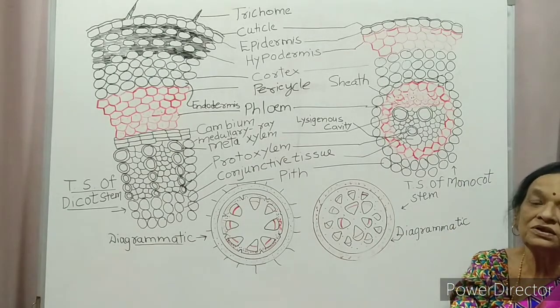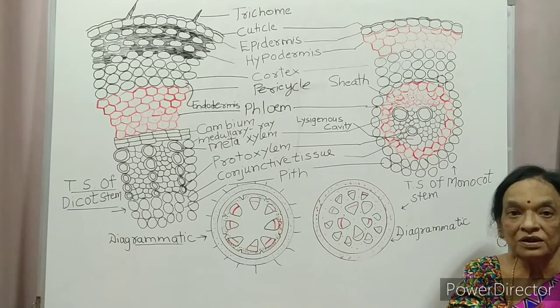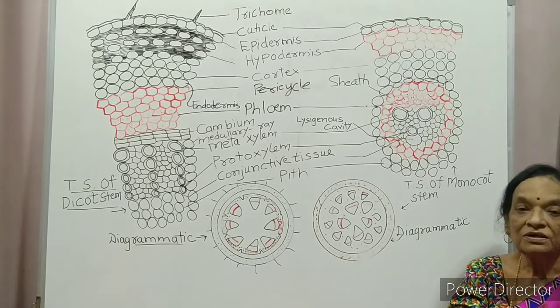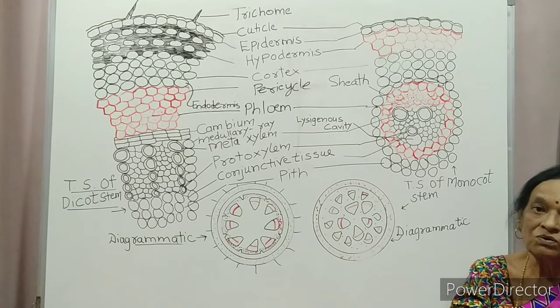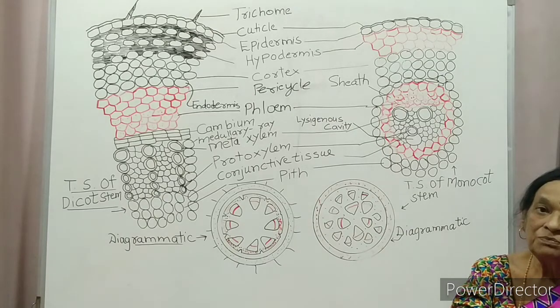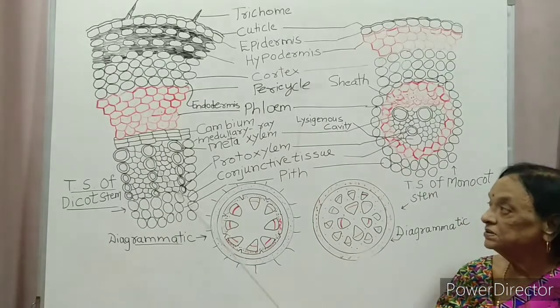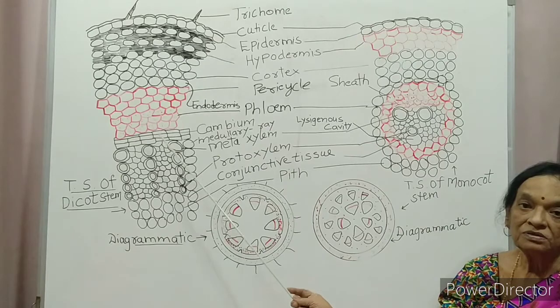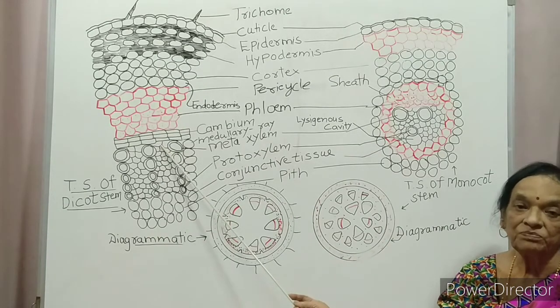Just now you have studied that when we compare the stem of dicots and monocots, like maize, bamboo, sugarcane, with the stem of the same age of mango, banyan or peepal tree, the dicot stems are thicker than the monocot stems. What is the reason? Dicot stem has cambium. This cambium is a secondary meristem.